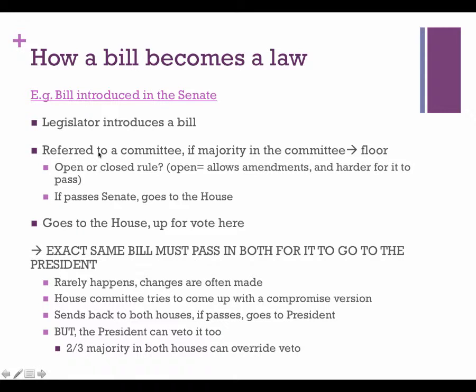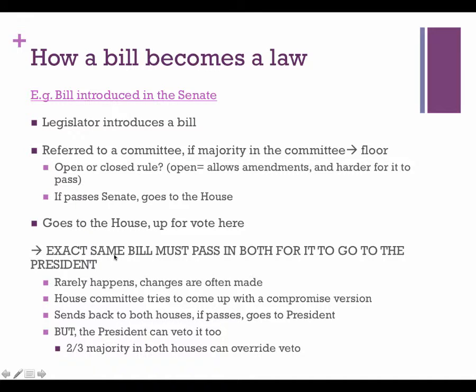The bill itself is referred to a committee. And if the committee is in majority that it should be voted on, it goes to the floor, and they vote on whether or not it should be open or closed. Right? If it's open, it would allow amendments or some changes. If it's closed, it wouldn't. And of course, if it's open and it does allow some change, it's harder for it to pass. And if it passes the Senate, let's say, it goes to the House, right? So it goes to the House of Representatives. It's up for a vote here.